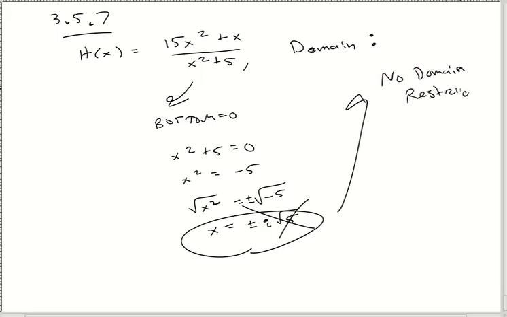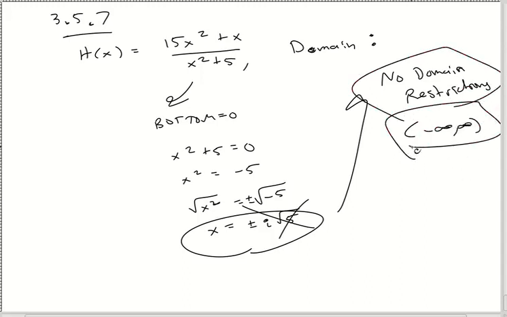Basically it's negative infinity to positive infinity. But they don't have that as an option, so you just click no domain restrictions. Either way, okay, that was it.